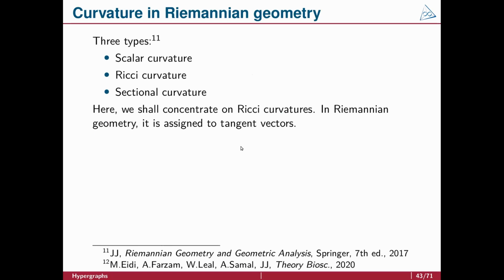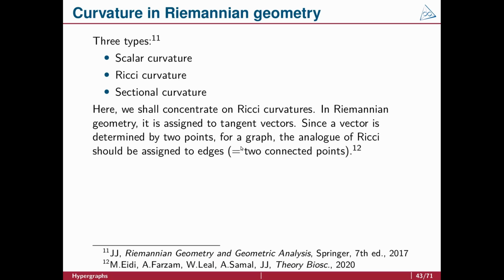And while we also look at sectional curvatures, which are very important concepts, it seems, also in metric geometry and also in machine learning, here we'll just look at Ricci curvatures. And in Riemannian geometry, Ricci curvature is assigned to tangent vectors. And since a vector is determined by 2 points, for graphs the analog of Ricci curvature should be assigned to edges. And in fact, that is an important message that I also want to convey here.